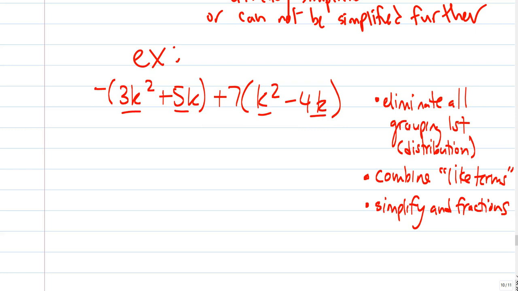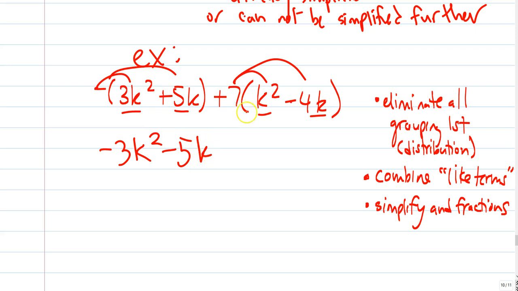Mathematics would shut down at that point, except we can take these numbers and distribute to eliminate the grouping. We can eliminate the grouping by distributing. Okay, so negative 1 times 3 makes that a negative 3k squared. Negative 1 times 5 makes that a minus 5k. Positive 7 times k squared gives us positive 7k squared. Positive times a negative makes that minus 28k.